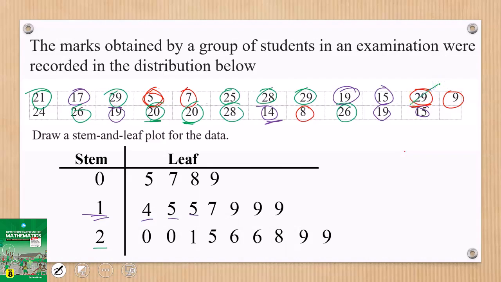One is here, one is there, and we still have one more here, so that means there should be an extra one. Yes, that's true. And so this is the stem and leaf plot representing the data that is given. Right, now let's take another example and see.